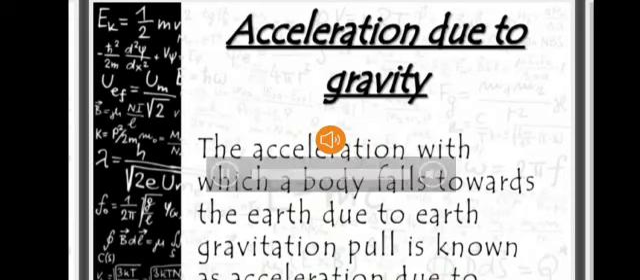So your next slide is acceleration due to gravity. Acceleration, as you all know, is change in velocity by time, that is, the rate of change of velocity. So here the topic is acceleration due to gravity. The acceleration experienced by a body due to the gravitational force of the earth is known as acceleration due to gravity.